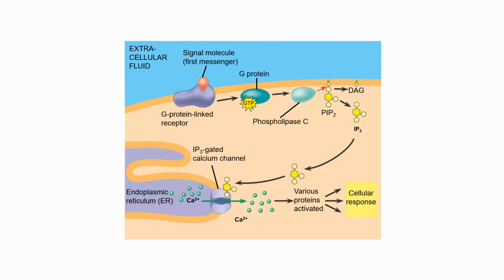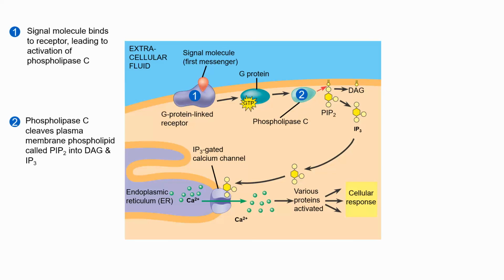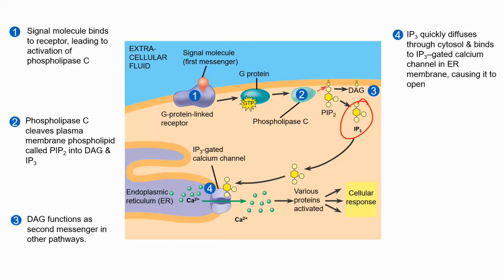So here's what happens. I'm sorry, the animations aren't as fancy as the other ones. First step is a signal molecule binds to this G protein coupled receptor. That G protein, when it's activated, is then going to activate a molecule called phospholipase C. You don't have to have memorized what that is. What you need to know is that it's going to create this IP3. IP3 is a second messenger that will then go off. DAG goes off elsewhere. We're not going to pay attention to it now.